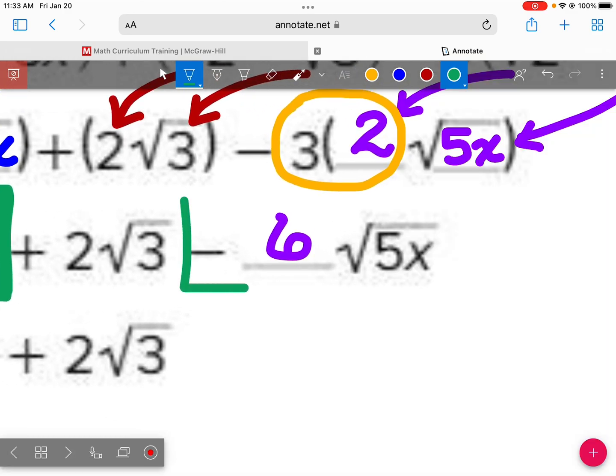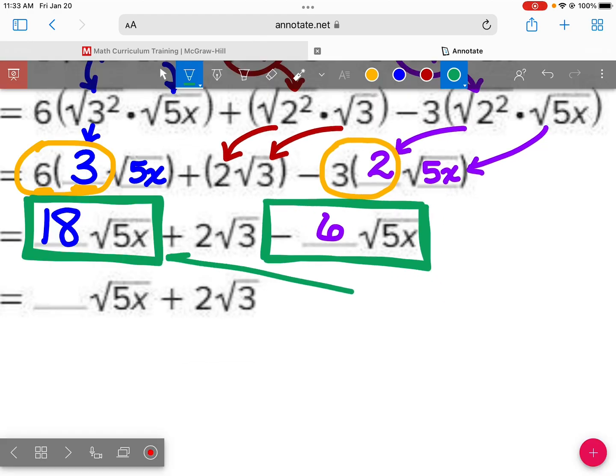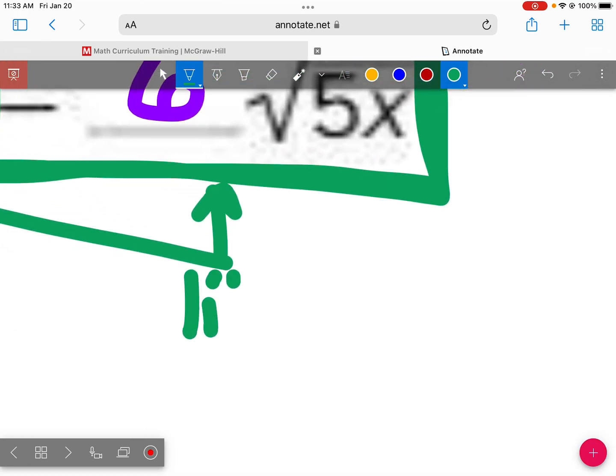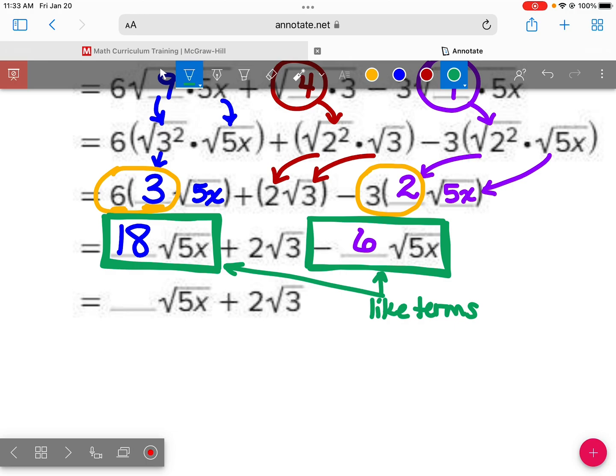Yes, minus 6 square root of 5x. These are like terms. Same index, same radicand. Same index, same thing under the radical. I'm going to combine those two together. So I have 18 square root of 5x's, and I have minus 6 square root of 5x's.